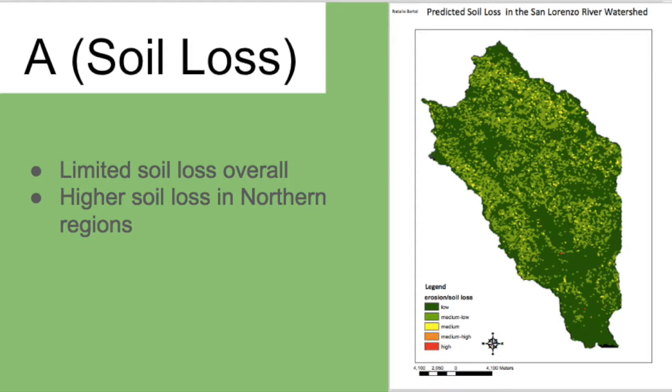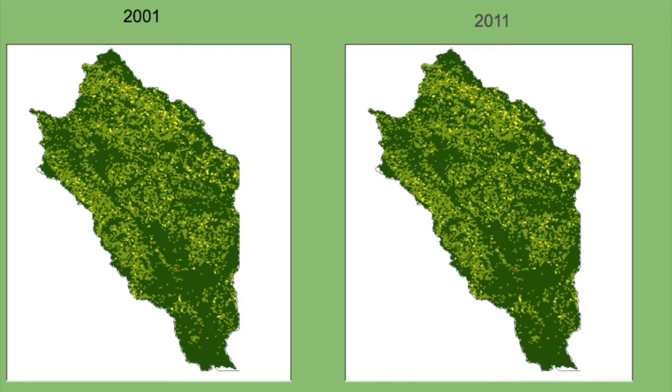The result was a pixelated map of the San Lorenzo River watershed for each year, with regions that likely experience minimal erosion, represented in green, and regions that experience heavier erosion, represented in yellow to red. As can be seen from the 2011 dataset, most of the watershed experienced limited soil erosion. How did this differ from the 2001 dataset? It didn't differ much at all.